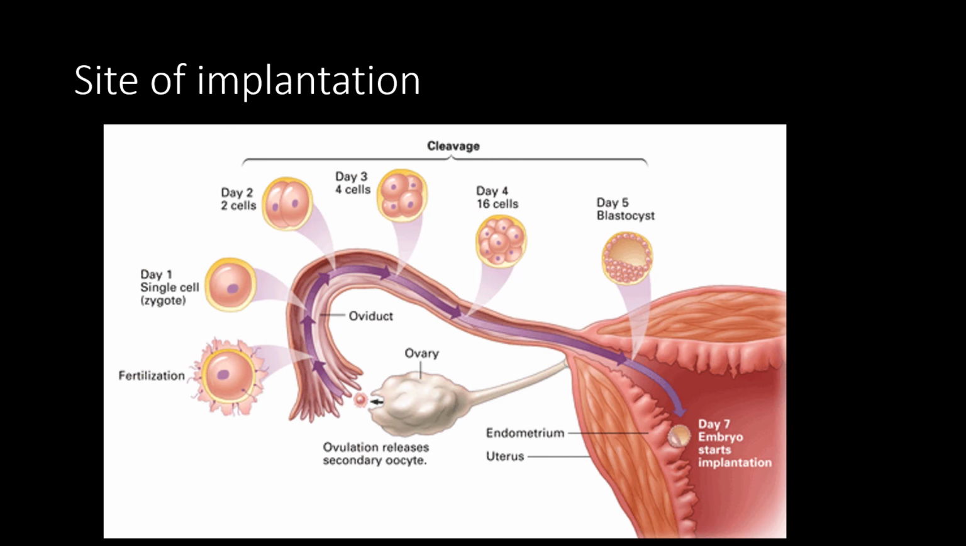During implantation, the very important thing to remember is that the zona pellucida disappears, and only the trophoblast attaches to the endometrium of the uterus. The site of implantation is at the fundus of the uterus or at the posterior wall of the uterus. Up to this we have completed the first week of the germinal period. Now the second week and third week we will see in the next videos.